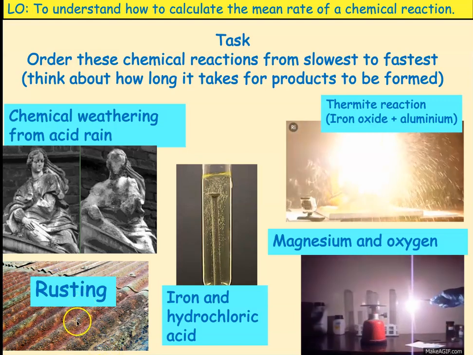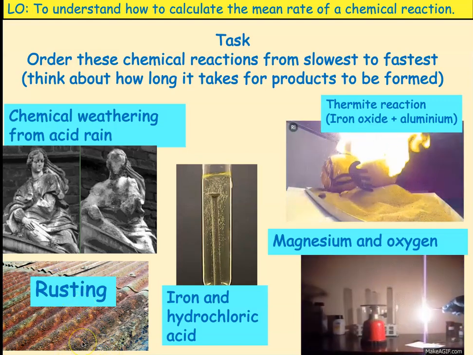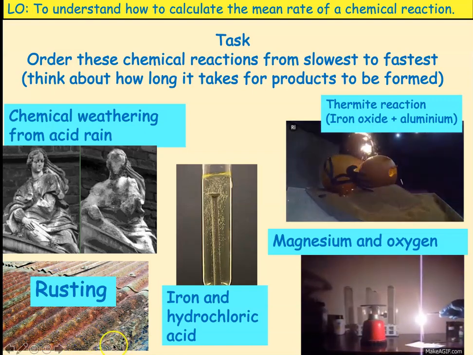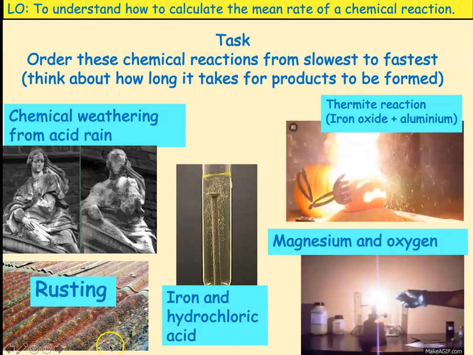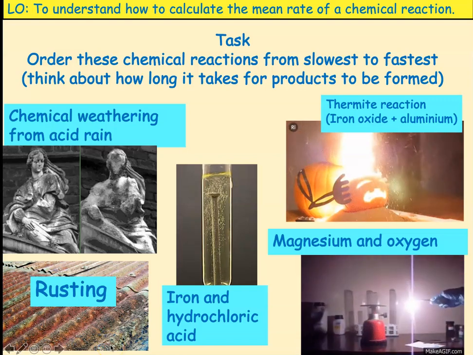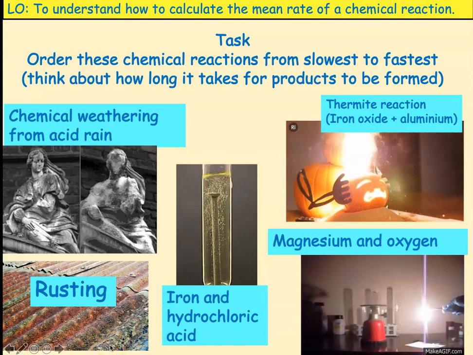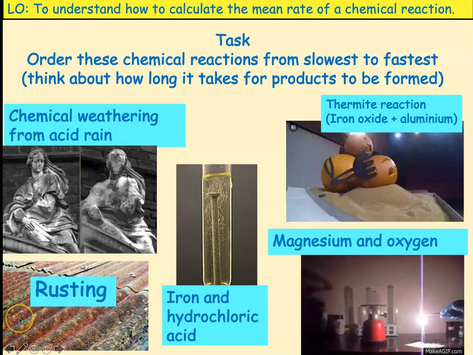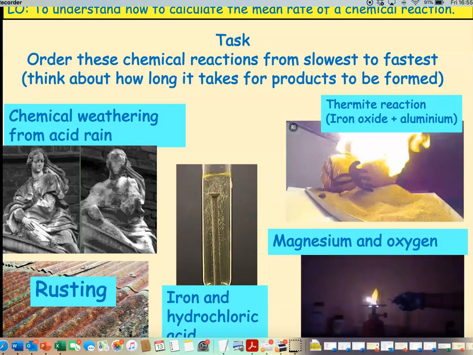Okay, what I would like you to do is put an order 1 to 5 for these reactions. We're going to pause the video and I want you to say which one is the fastest, that's number 1, and which one is the slowest, number 5. So we'll pause the video and come back in a minute when you've done it. Okay, year 11, I hope you're ready now.